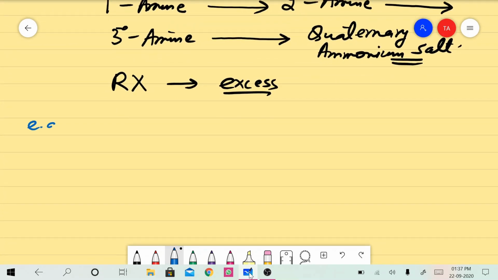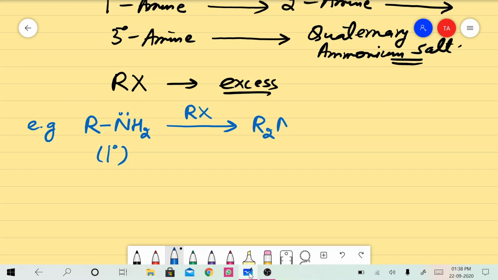For example, if we have a primary amine that is RNH2, this is a general formula for primary amines. When treated with an alkyl halide that is RX, we get a secondary amine that is R2NH, and a side product is formed that is HX. That is HX, it is a halogen acid.